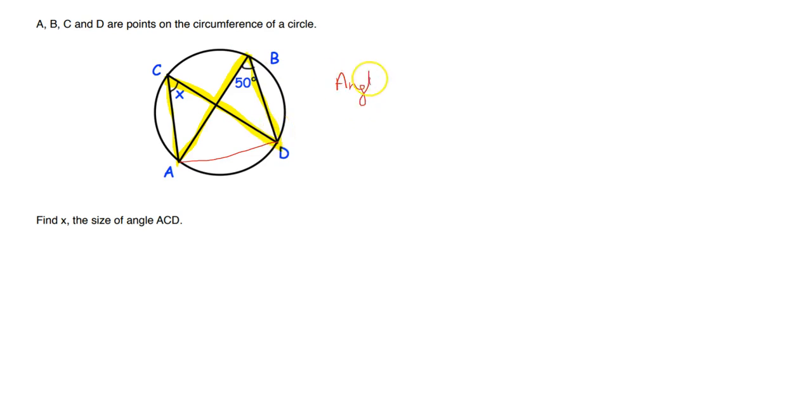So angles in the same segment means that they're equal to one another. So effectively, it's just been pushed to one side. So two side lengths are starting from the same point, so the angle between them is the same. They're just at different positions on the circumference. So in this case, x would be equal to 50 degrees.